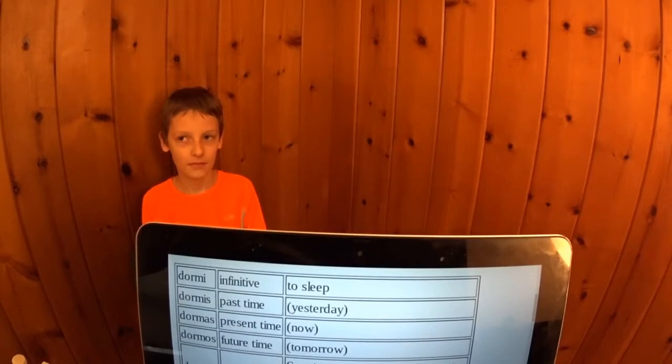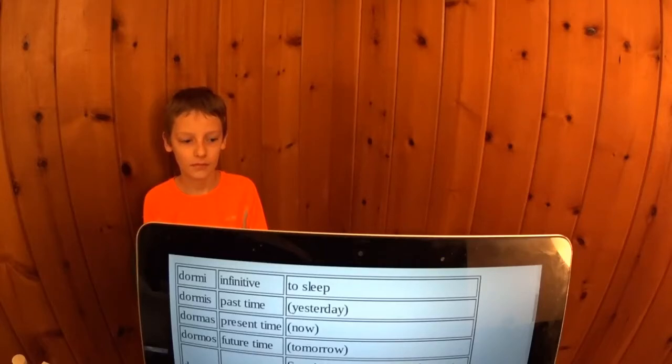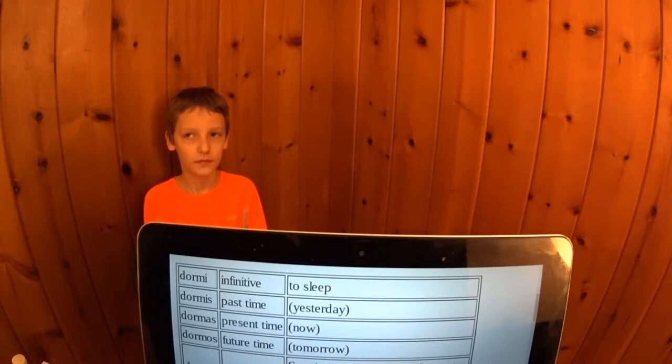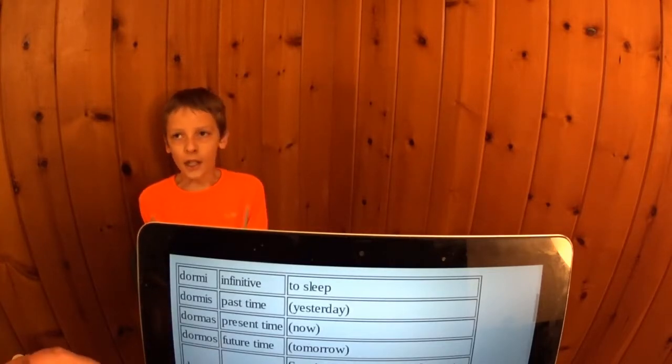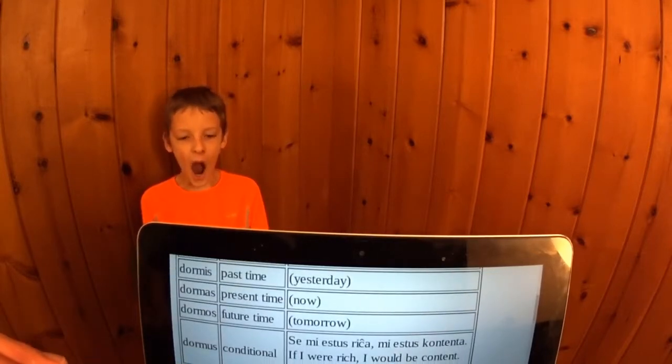Now we also review some different verb endings. We talk about the I ending on verbs. You remember what that's called? An infinitive. An infinitive. So if we have dormi, that means to sleep. And then if we say is on the end, what's that?